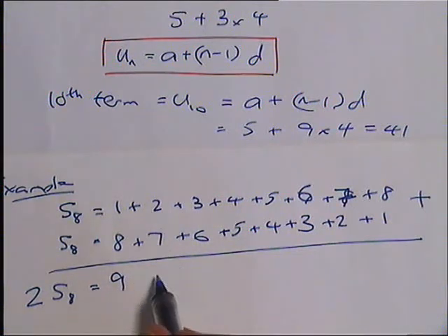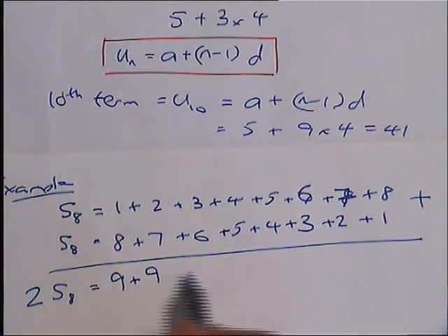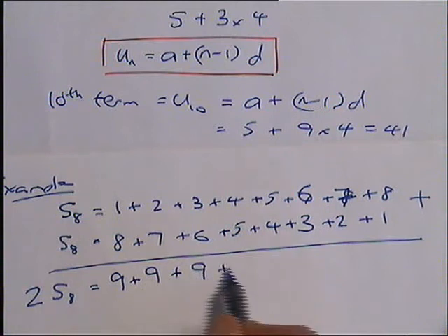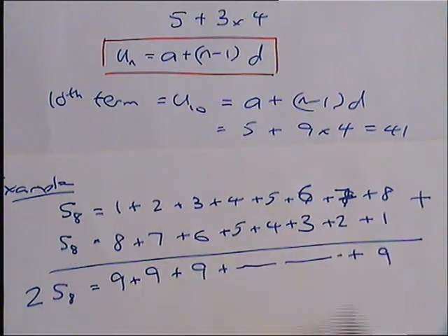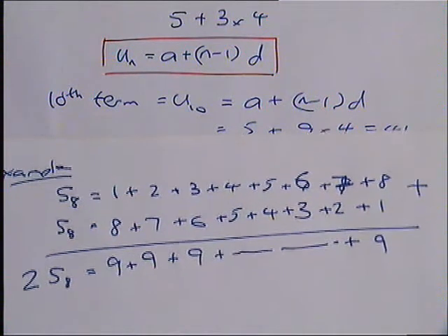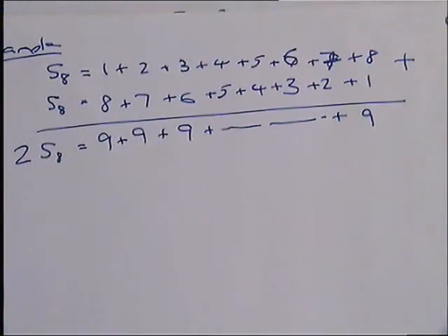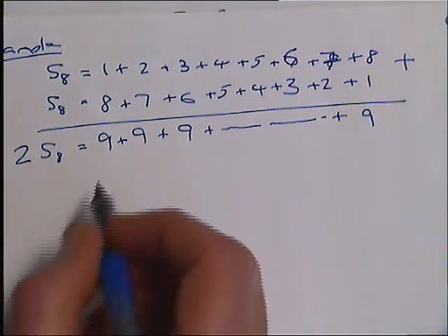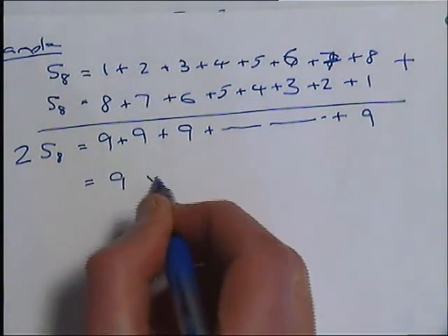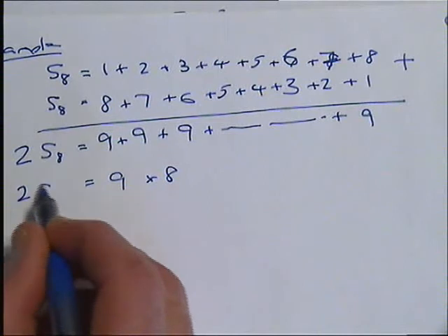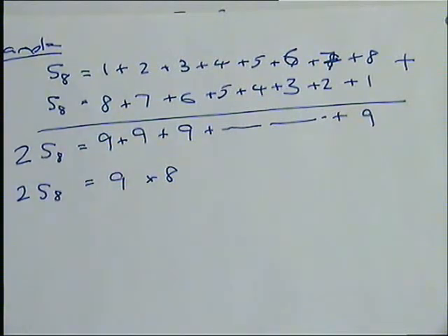What is 2 plus 7? What is 3 plus 6? They're all going to be 9, aren't they? All the way up to the end. Now, how many 9s do I have there in that list? 8. Okay, so I've got 9 there 8 times, and that's equal to 2 S of 8.